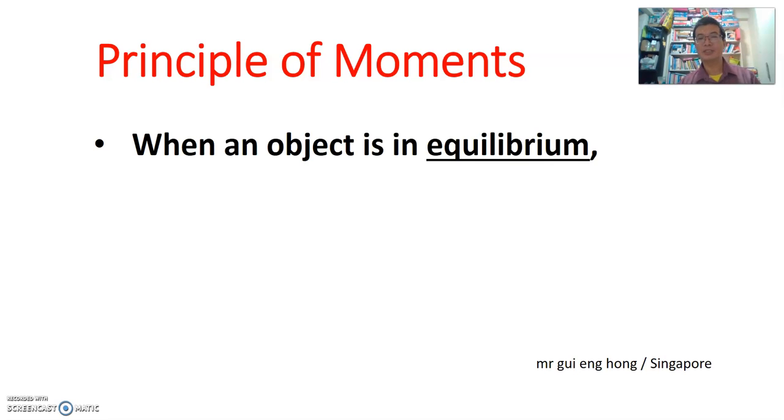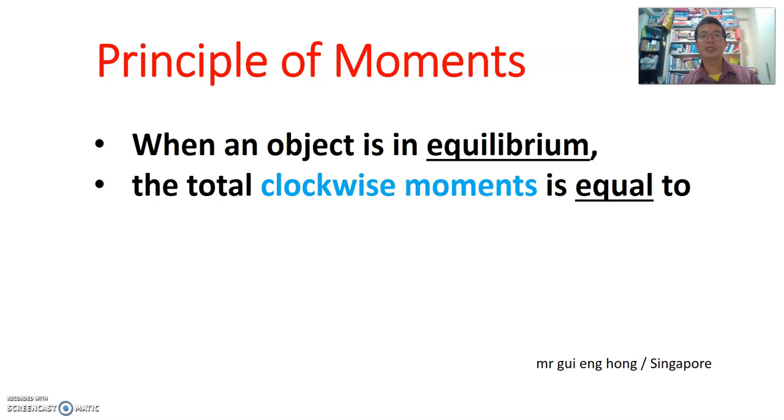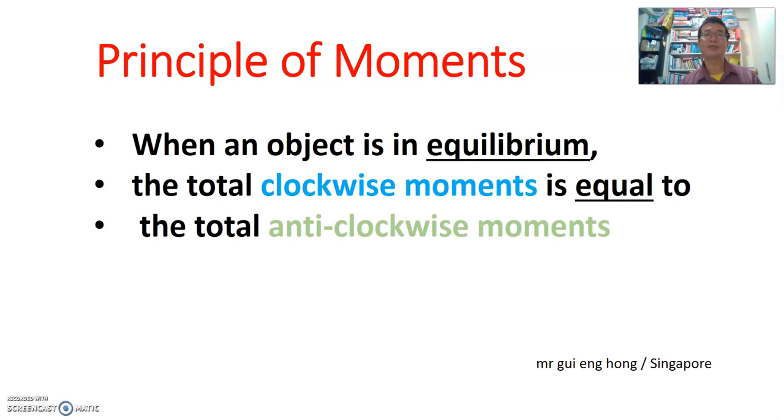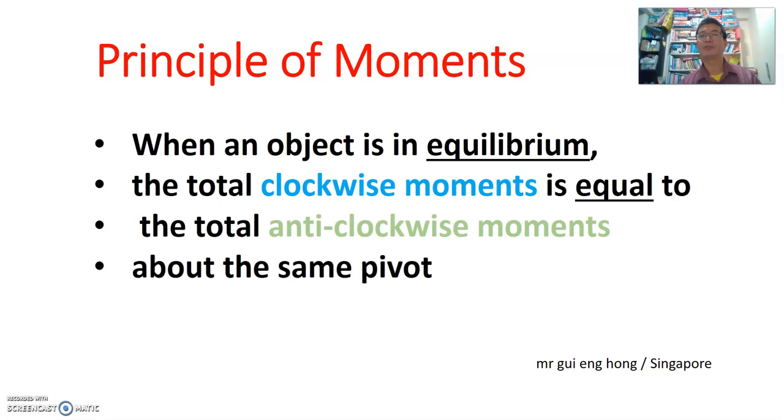It says that when an object is in equilibrium, which means it is balanced, the total clockwise moment must be equal to the total anti-clockwise moment about the same pivot. So that is when the object is in equilibrium. Now, if it's not in equilibrium, where the clockwise moment is more than the anti-clockwise moment, or the other way around, the object will rotate in a certain direction, depending on which one is more.